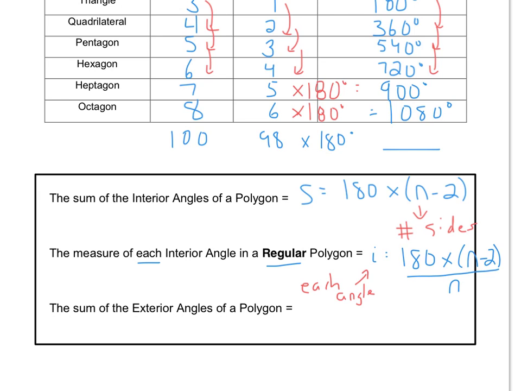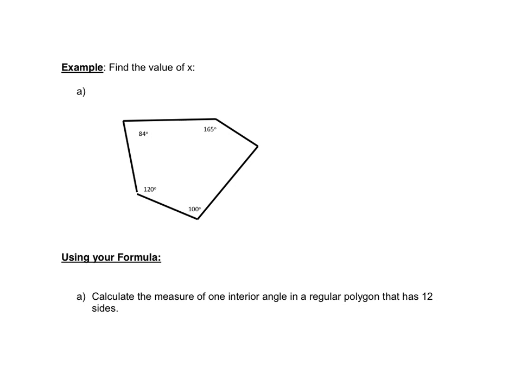And then the other thing we found is for all the shapes that we had, no matter how many sides they each had, all of the exterior angles always added to 360 degrees, no matter what. So let's do some practice on this page.